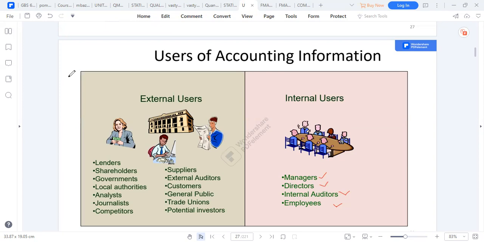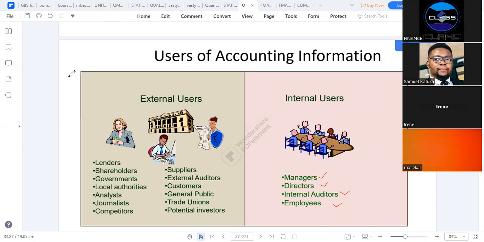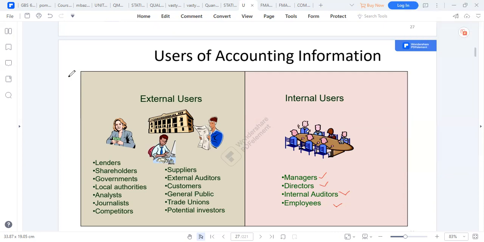Then for the employees, they may also be able to read whether the company is going to be, say, a going concern, because then they'll make a decision whether to stick around or to start looking for employment elsewhere. Two, it also helps them fine tune their strategy so that it aligns to how the company is performing.